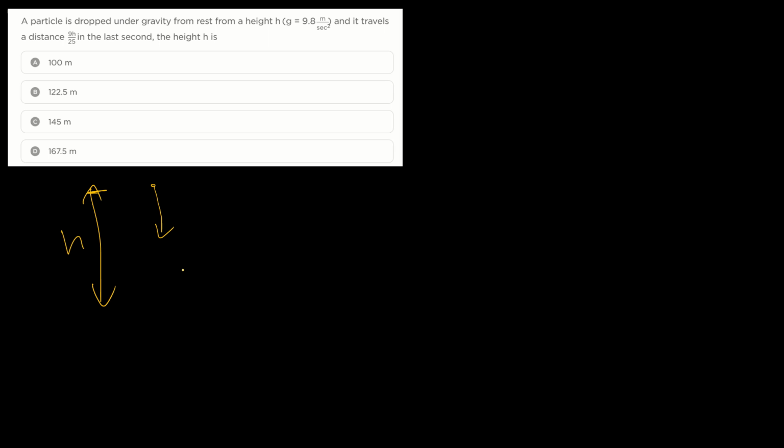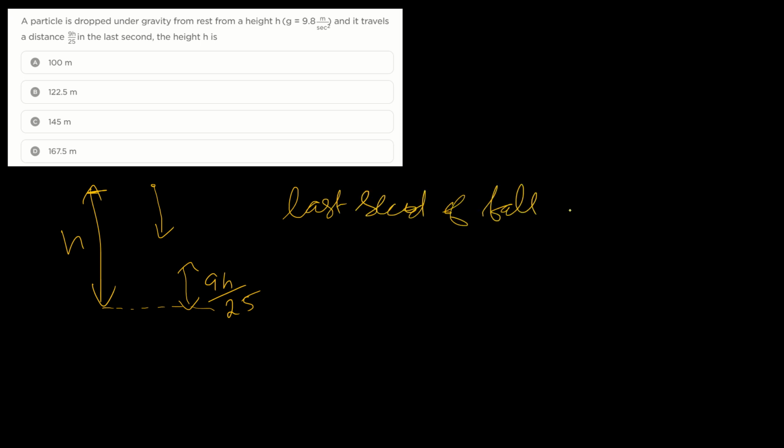Okay, let's assume this is the ground level, and this is the last second. For the last second the distance becomes 9h by 25. We need to find what is the height h. That means in the last second of fall, what is the distance it covers? It covers a distance of 9h by 25.